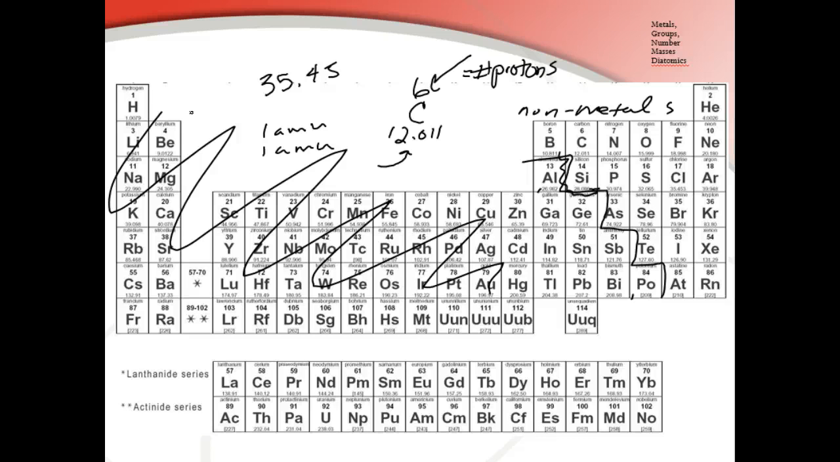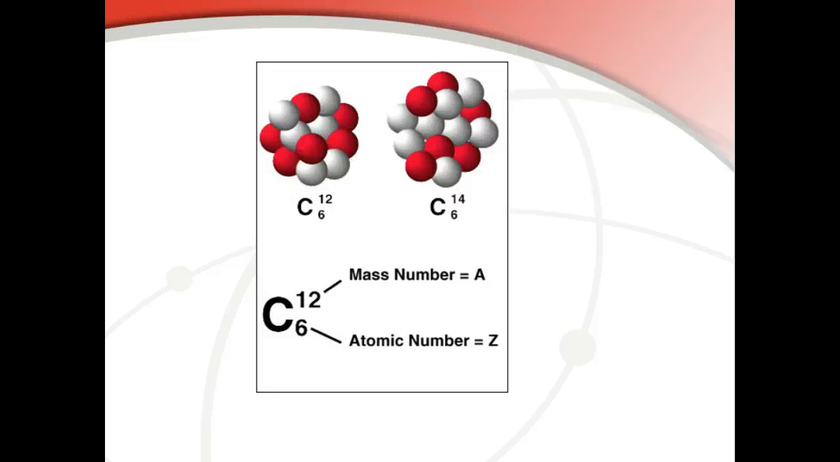Well, it's because of something called an isotope. An isotope is any element that has a different number of neutrons. Here we've got two carbon nuclei, right here and here. The carbon nuclei all have the same number of protons. That's in red. You can see they both have 6 protons. But the difference here is the number of neutrons. This one has 6 neutrons, and this one has 8.